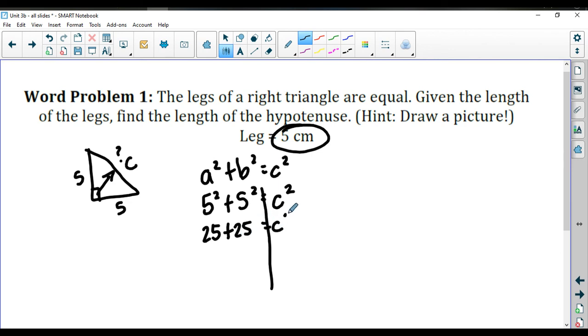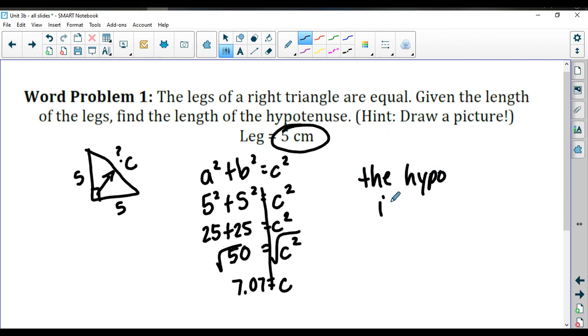25 plus 25 equals c squared. 50 equals c squared. Take the square root of both sides, and the square root of 50 is not a perfect square, so I get 7.071 on my calculator. So we're just going to say 7.07. We'll round to the nearest hundredths place here, and we get 7.07. So we'll say the hypotenuse is 7.07, and its length is in centimeters here. Now that actually is the end of the first part of this lesson for the Pythagorean theorem.